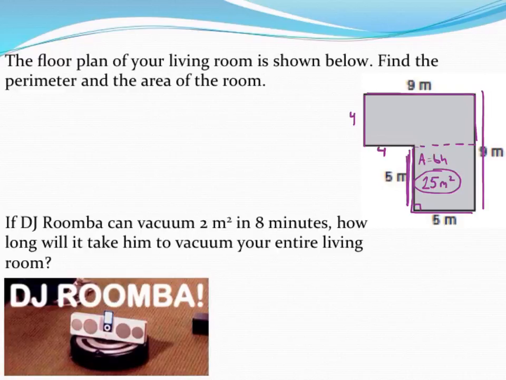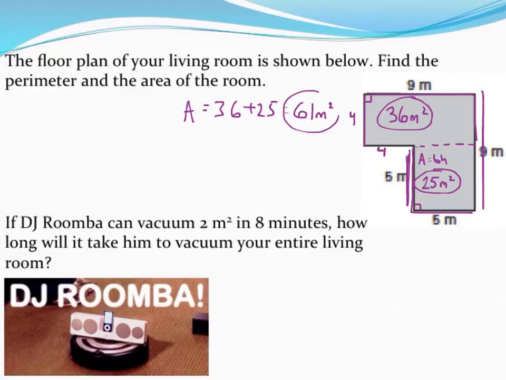So I may need to do some thinking like that to find all my sides out, but then finding the area of this upper rectangle, doing base times height, 9 times 4 gets me an area of 36 square meters. So adding those two pieces together to get a total area of the living room, I've got 36 square meters on top plus 25 square meters on the bottom, gets me a total area of 61 square meters. So I don't have a formula for an L-shaped figure, but dividing it up into shapes I do know how to find the area of is a great way to find the area of these figures.